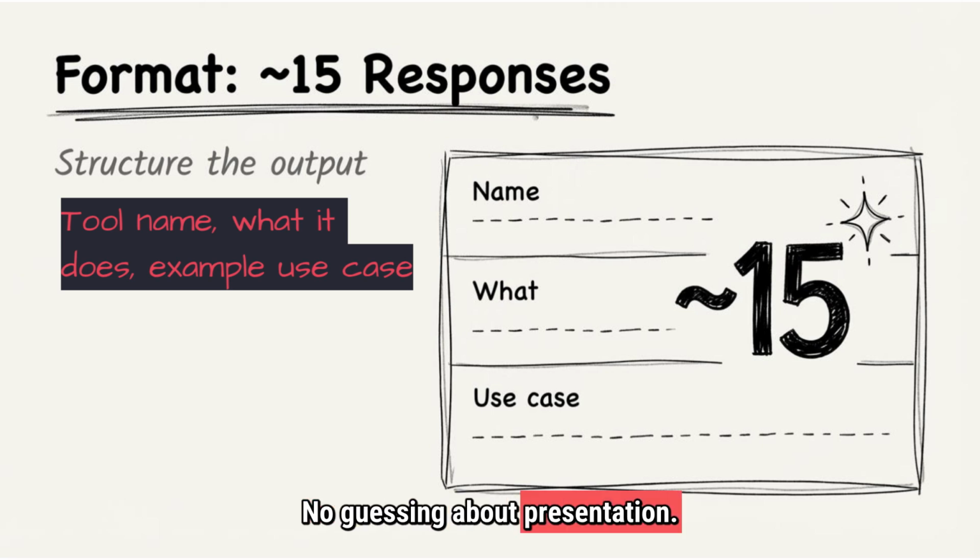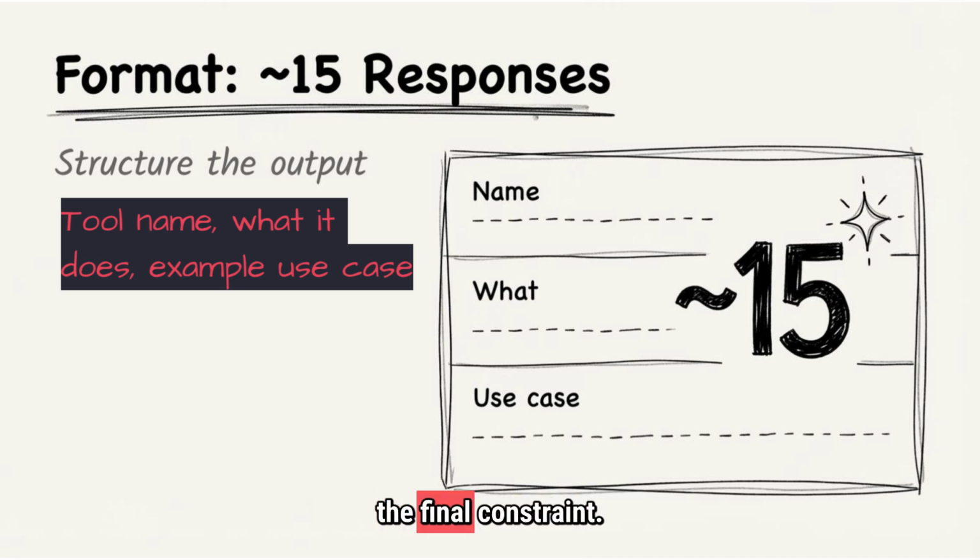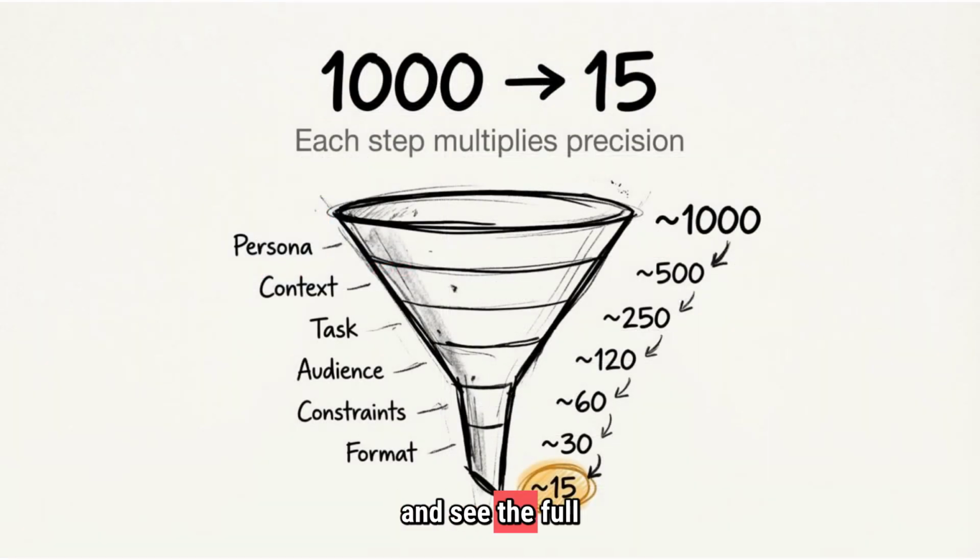No guessing about presentation. The format locks in the final constraint. And we're down to about 15 highly relevant responses. From 1,000 to 15. That's what structured prompting does. Now, from those 15 possible answers, the AI chooses one, the one more probable to fulfill your prompt, and returns it. So let's zoom out and see the full picture.